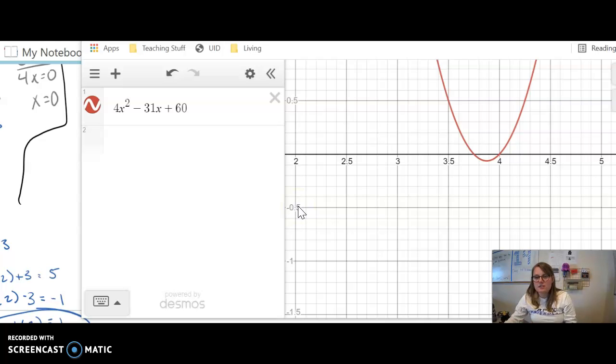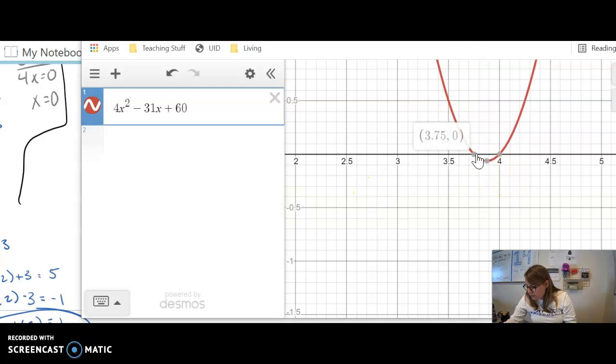Alright, so I've graphed this in Desmos, and I see I do have two intersections. I have one here and one here. Those look like some nice numbers. So I'm going to go ahead and try and factor this.